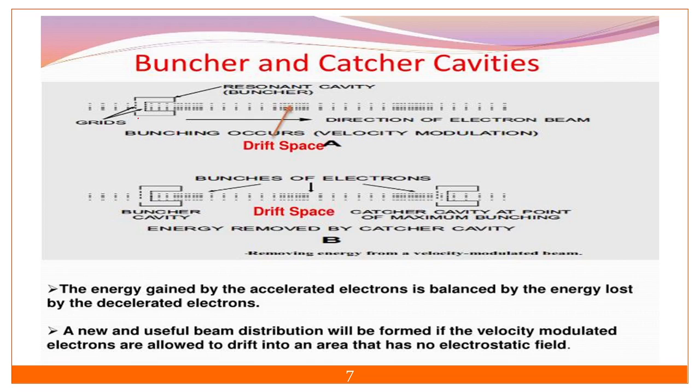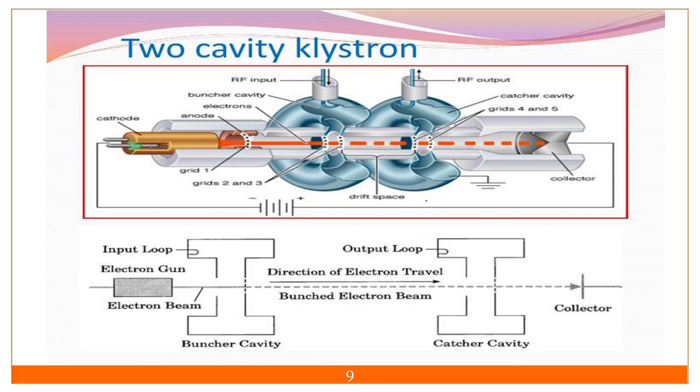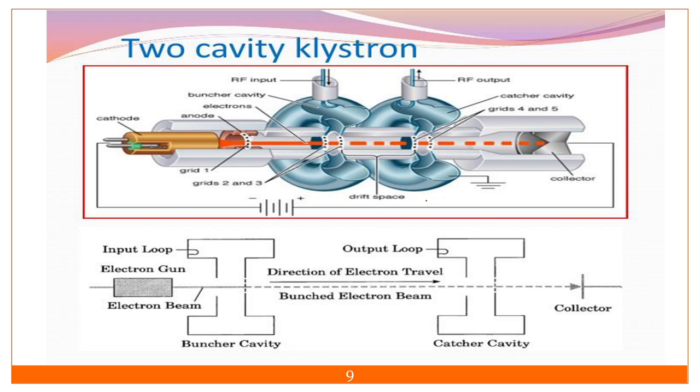These are the grids, where we apply the polarity. And these are the cavities. This is the bunching cavity, and this is the catcher cavity, where we are not exactly catching the electrons, but taking out the energy. The space between these two is called the drift space, and here you will find the bunching of electrons. This thing we will discuss today: the two cavity klystron amplifier we will see today.